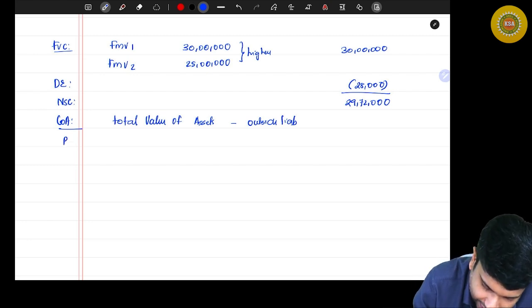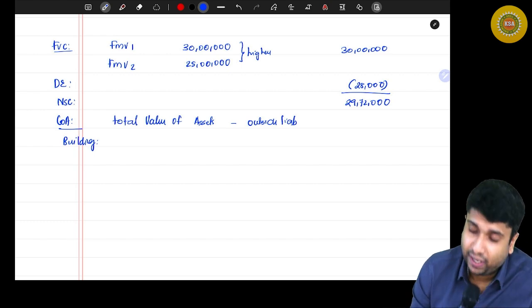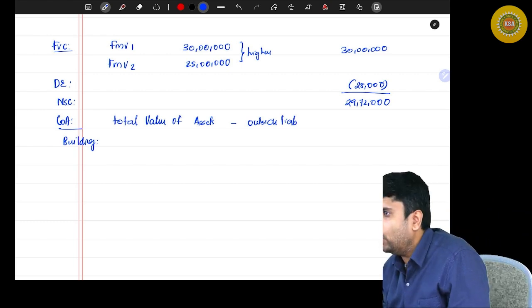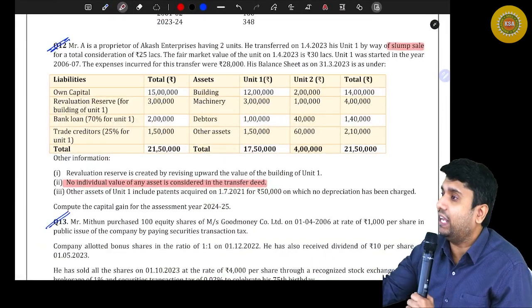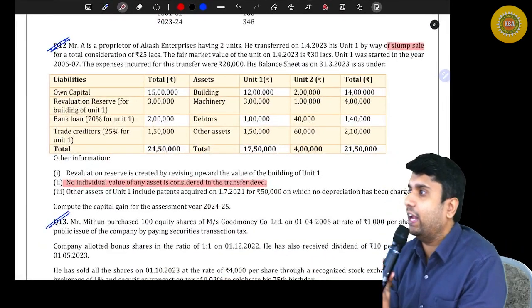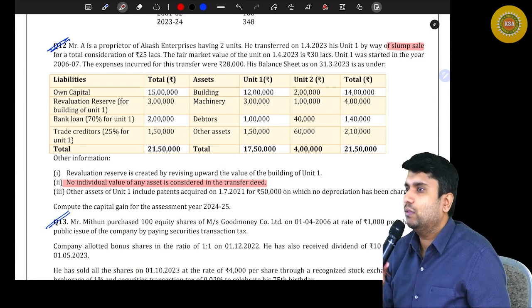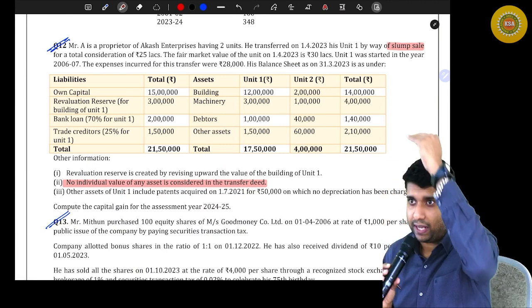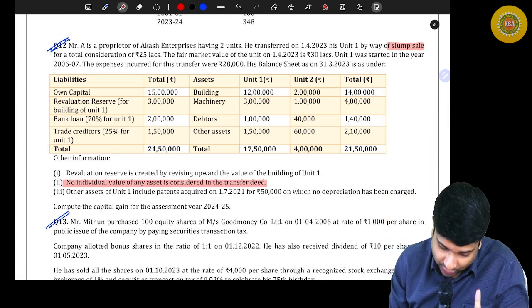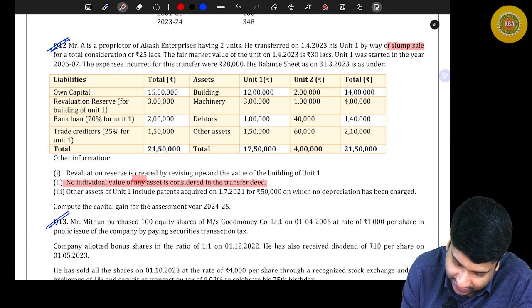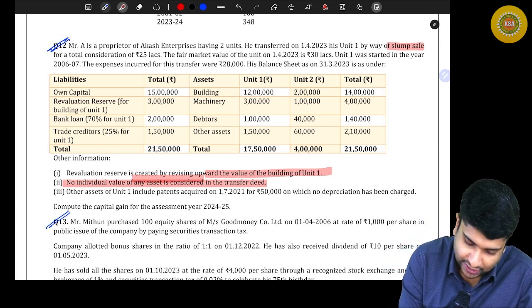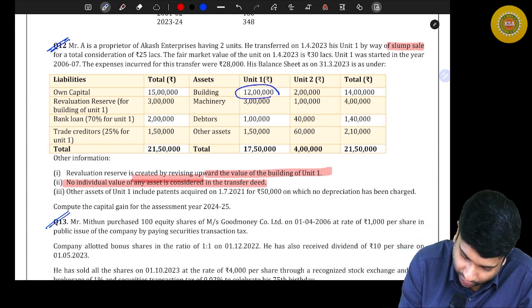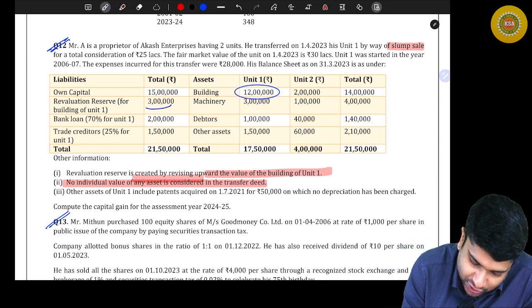Number one, building. What should be the value of building? Building is actually a depreciable asset. But in this question, are they giving the depreciable WDV value separately? No. They are not providing WDV value separately. So what to do? You then assume that this balance sheet value is the WDV value, but there is one note. Revaluation reserve is created by revising upward the value of building. That simply means this building value of unit 1, 12 lakh, is after revaluation of 3 lakh.